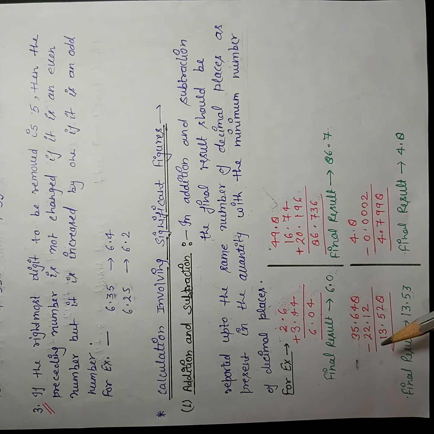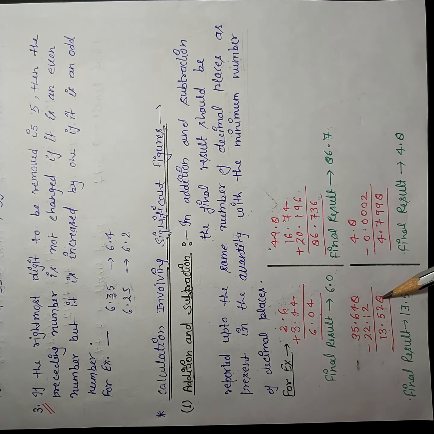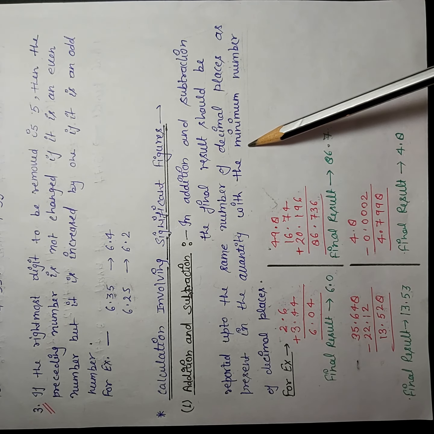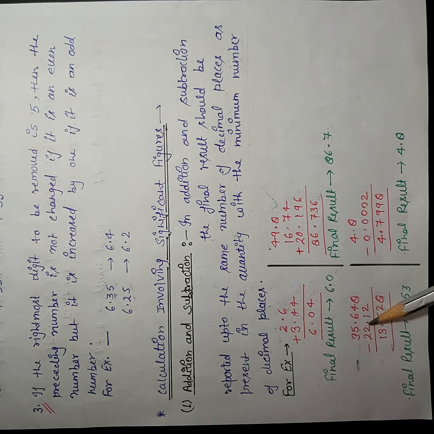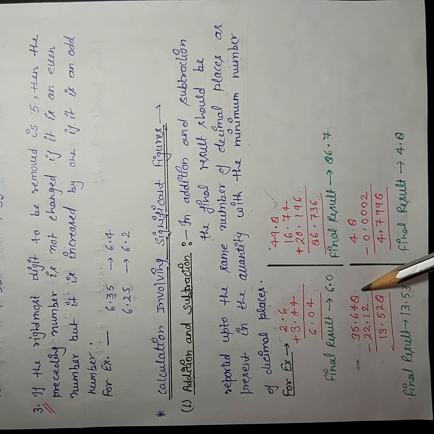Same for subtraction. If you are going to subtract 22.12 from 35.648, then you will have 13.528, but this is not the final result because we know the rule, and according to the rule, it has two decimal places, it has three decimal places, so our answer should have two decimal places because it has the minimum number of decimal places. So our answer will be 13.53.